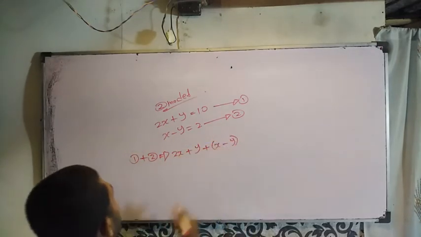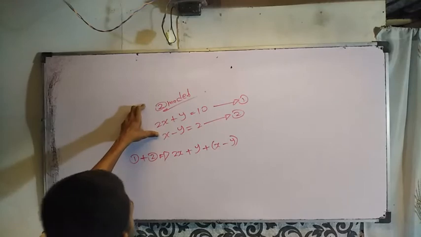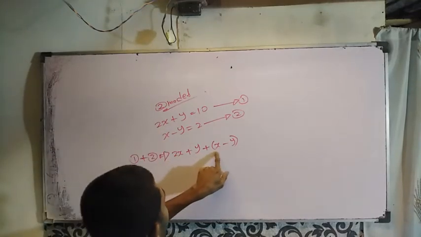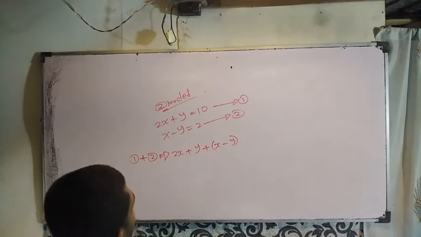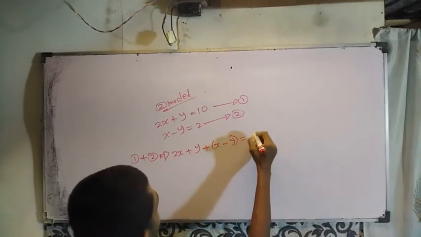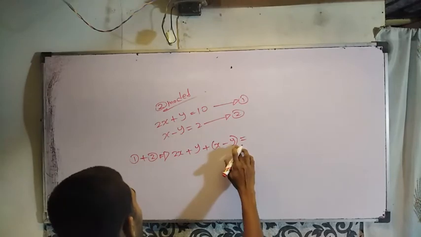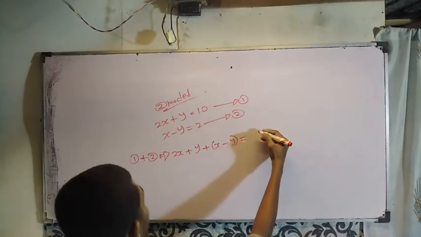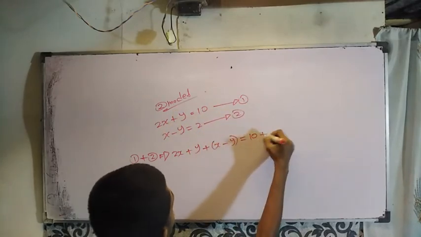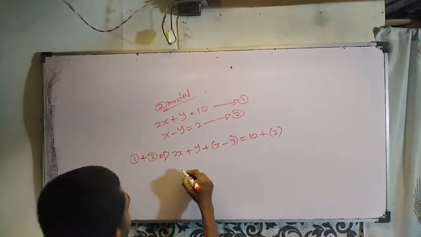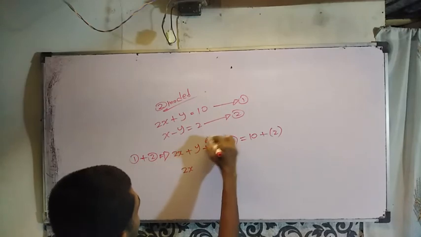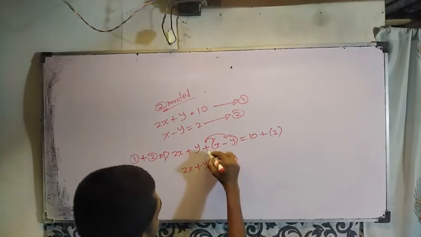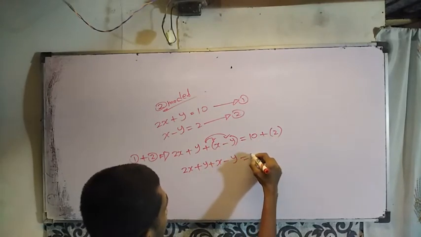But when you write the left side of the second formula, every time remember to put the open bracket and close bracket. This is a very necessary thing in your future simplifications of simultaneous equations. Okay, anyway, now 10 plus 2 is equal to 12. Again you can write 2x plus y plus (x minus y).